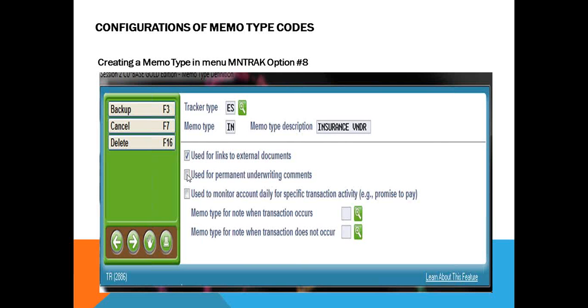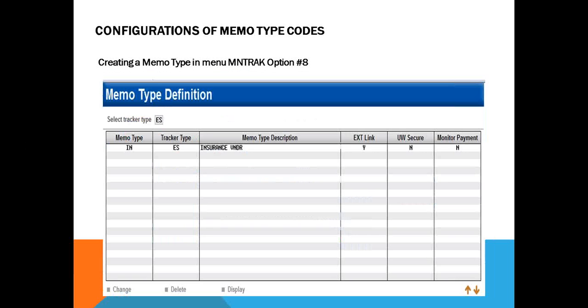Now, I did not use for permanent underwriting comments. This is for the collection tracker types only. Also note that I did not click Use to monitor account daily for a specific activity. That would be like your promise to pay. If you check this box and create the appropriate tracker conversation, CUBase will monitor for member deposits, such as a promise to pay transaction. It's a very helpful feature, but it doesn't really apply to the tracker type that we're utilizing today. So at this point, I can arrow forward, or I can press Enter to save.